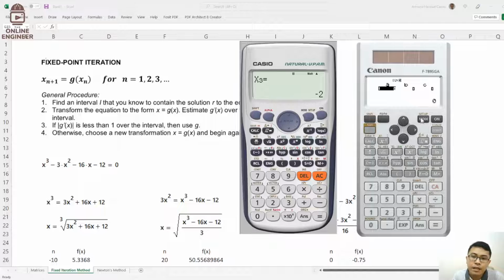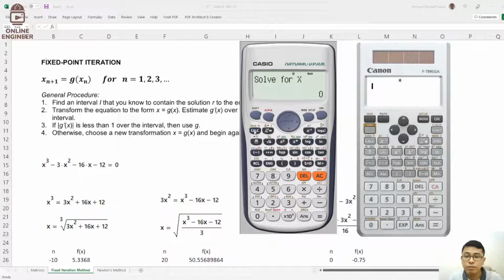Now, for you to have an idea why this is necessary, we're going to consider a numerical analysis approach. This is actually what happens when we do shift solve. Are you familiar with shift solve? All right, this is the shift solve function: x cubed minus 3x squared minus 16x minus 12 equals 0. This is how we solve for the roots, just by using shift solve.